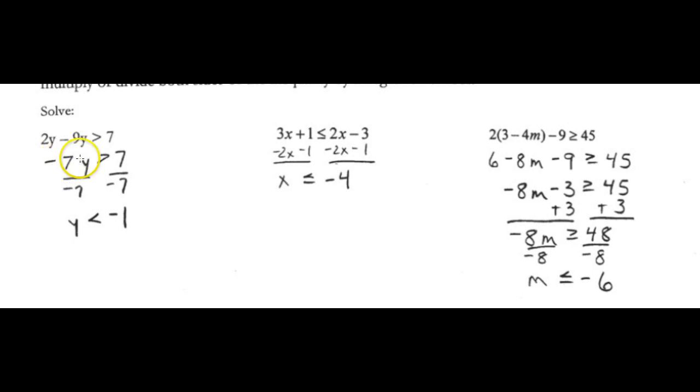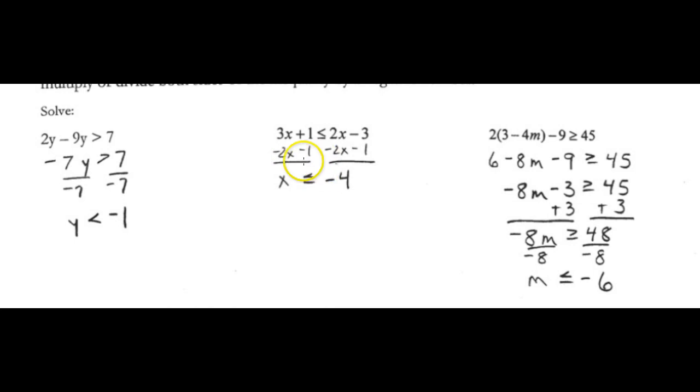2y minus 9y, we get negative 7y is greater than 7. Divide both sides by negative 7. You should have an alarm bell that goes off whenever you divide by a negative number so that you know that the direction of the inequality must reverse. It becomes y is less than negative 1.